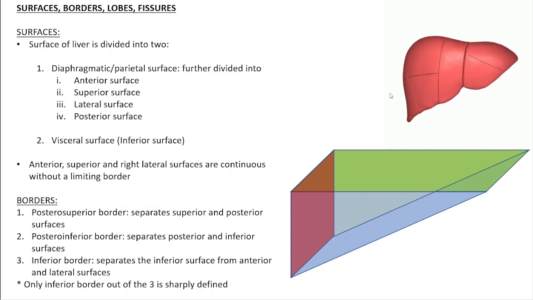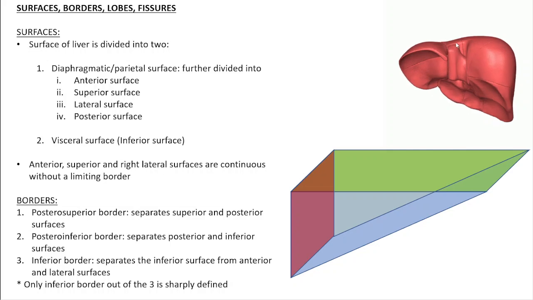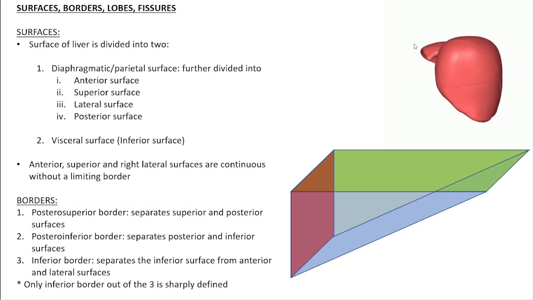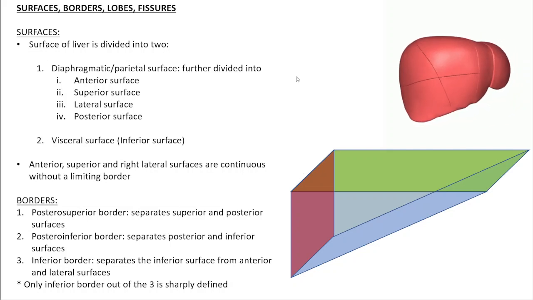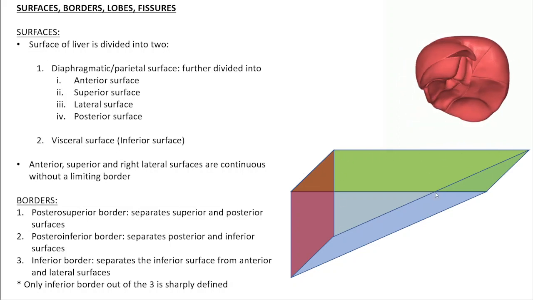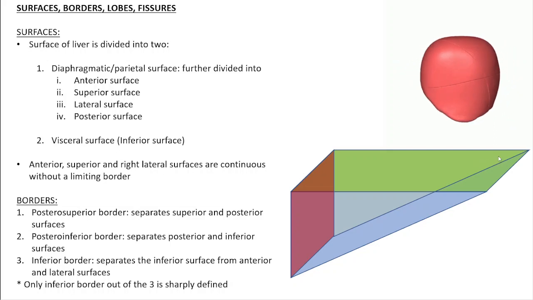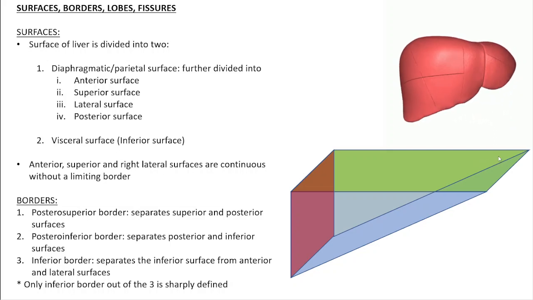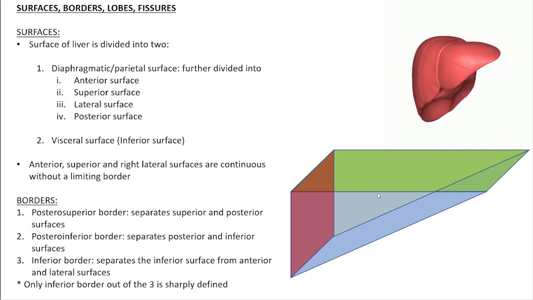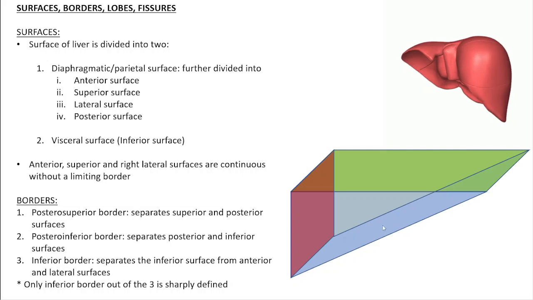That is called the posterior superior border. It is still comparatively rounded but slightly visible. So the posterior superior border separates the superior surface and the posterior surface. Then there is another sharp border, the posterior inferior border, which separates the lowest part of the posterior surface and the posterior-most part of the inferior surface.